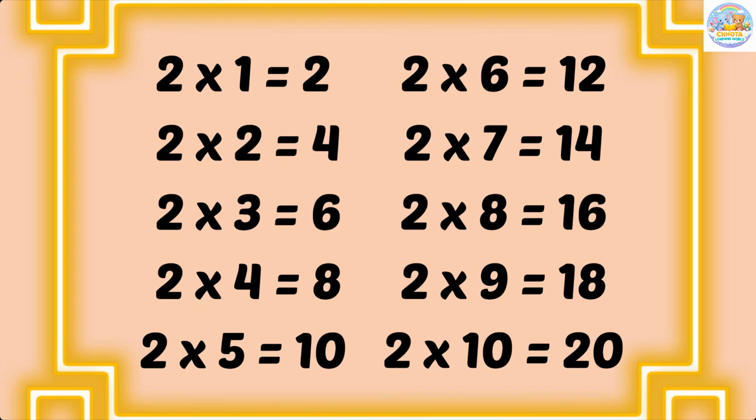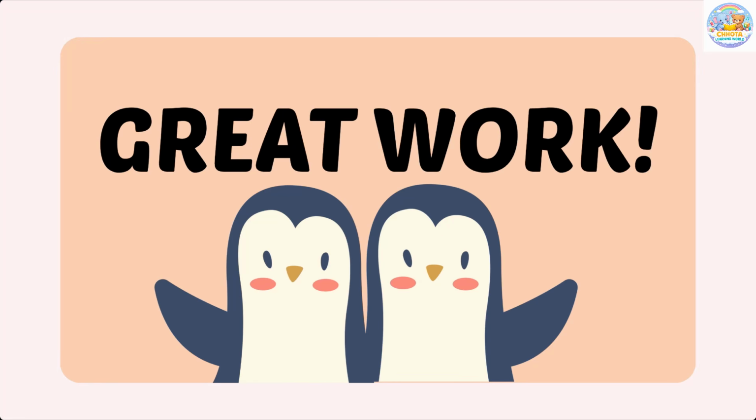Let's repeat last time. Two ones are 2, two twos are 4, two threes are 6, two fours are 8, two fives are 10, two sixes are 12, two sevens are 14, two eights are 16, two nines are 18, two tens are 20. Great work, kids.